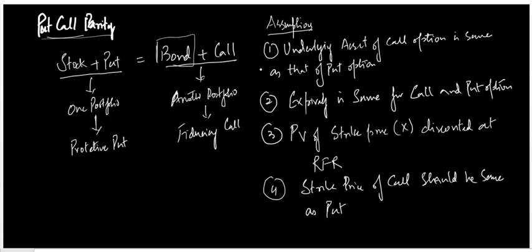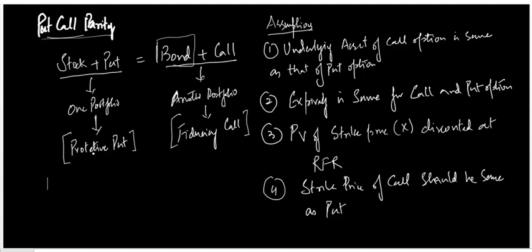Now let us talk about these assumptions. Firstly, the underlying asset for both the call and the put option is the same, their expiry is also the same, and the bond is simply the present value of the strike price discounted at RFR, and also the strike price for both the put and the bond is going to be the same. Now let me talk about why this portfolio is known as the protective put, and why it is known as the fiduciary call.